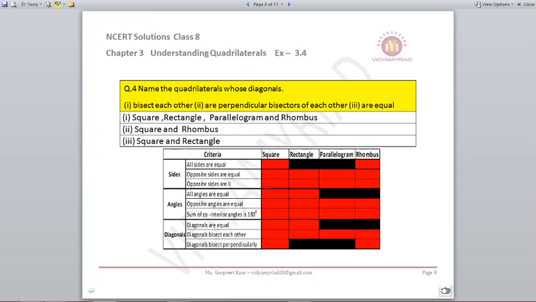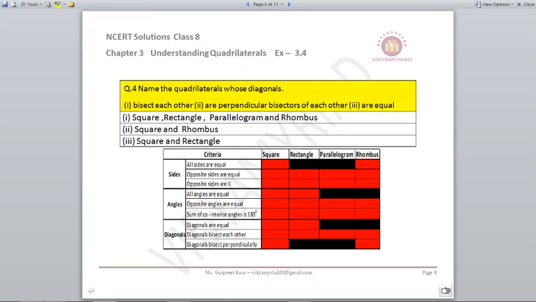Name the quadrilaterals whose diagonals, now we will just focus on the diagonals part, bisect each other. Now look at the second part, diagonals bisect each other. All the 4 criteria, square, rectangle, parallelogram and rhombus, all are marked. They hold the criteria that the diagonals bisect each other.